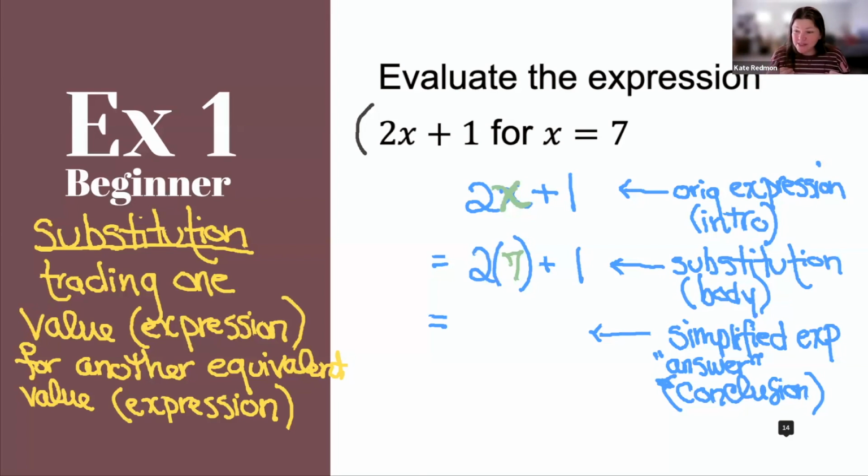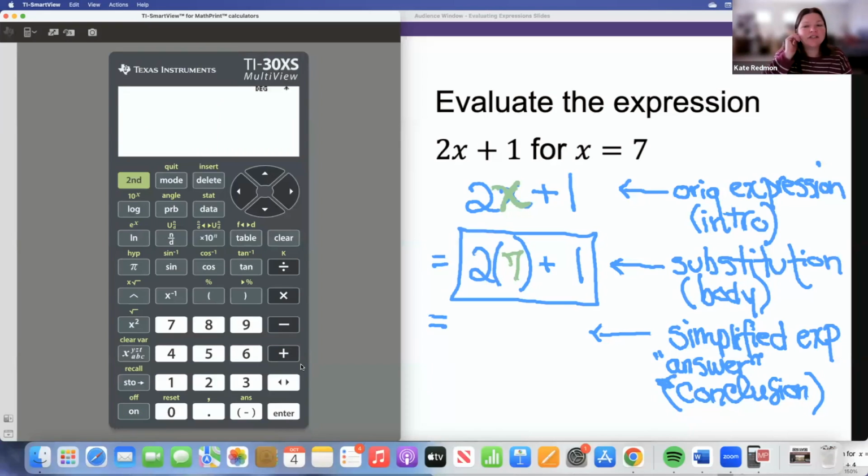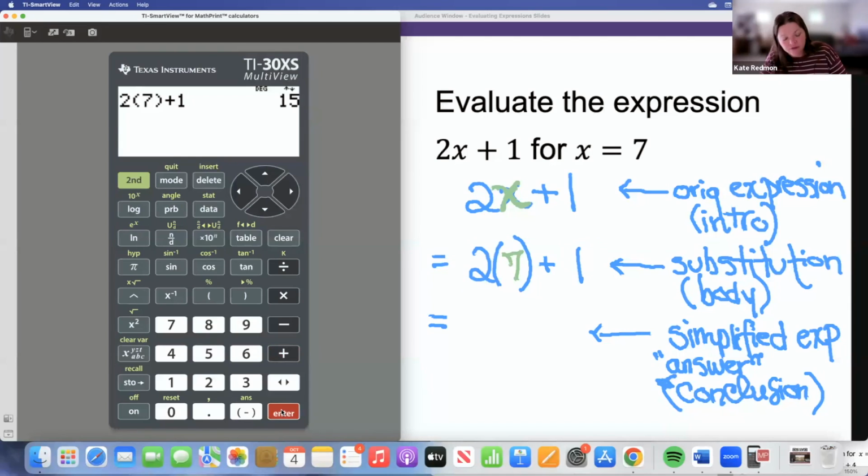Now, we have different ways we can simplify, right? We learn to simplify expressions by hand using the order of operations. You're certainly welcome to do that here and check your answer against mine. But because the skill that we're focusing in on today is the substitution, I'm actually going to do the simplifying, the evaluation in my GED calculator. I can just type that entire expression in the way that I see it. 2 times 7, close parentheses, plus 1, enter. And I see that the simplified expression, what you guys might call the answer, is 15.